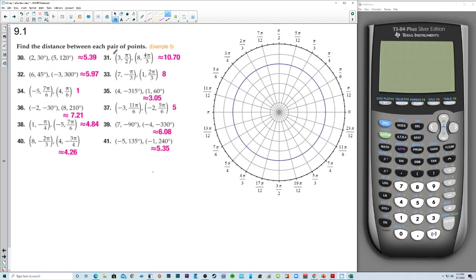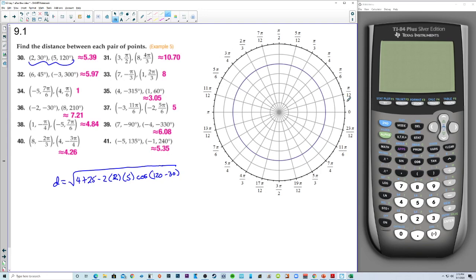Find the distance between each pair of points. Well, let's pick number 30. So the distance is equal to the square root of, and this is the law of cosines, 4 squared, that's 16, plus 5 squared, so 25, minus 2 times 2 times 5, and then the cosine of the angle, the second angle minus the first angle.